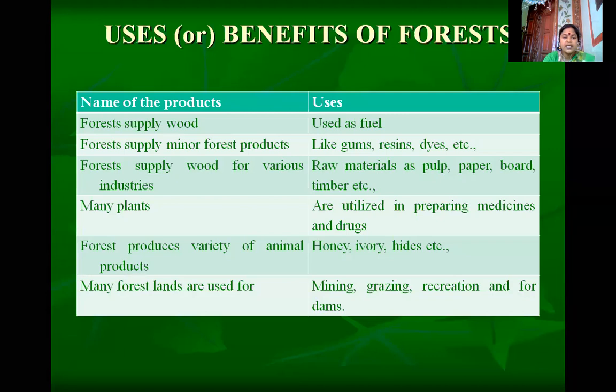Then many forest lands are used for mining. They keep digging up the forests for mines, hoping to get something, some mining they used to do, or any other thing. Then grazing: normally on the surface of the forest region we could see cows and all the other cattle, they used to graze. The recreation and also the construction of dams also destroy the forests.